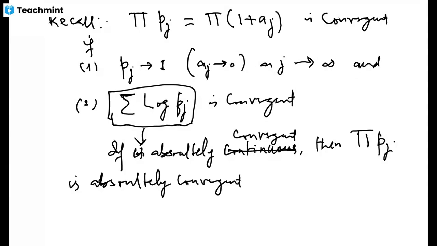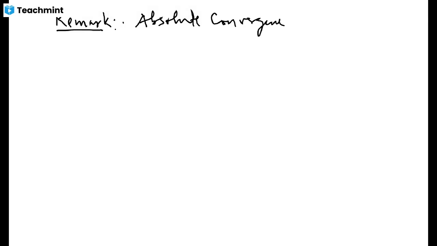So, what was the relation between convergence and absolute convergence? We had seen that it is quite clear that if a product is absolutely convergent, then it is convergent also. That absolute convergence implies the convergence. And now, what about its converse? And the converse is not true.